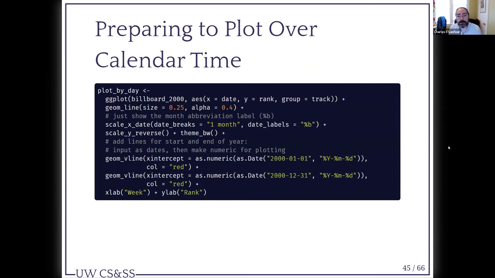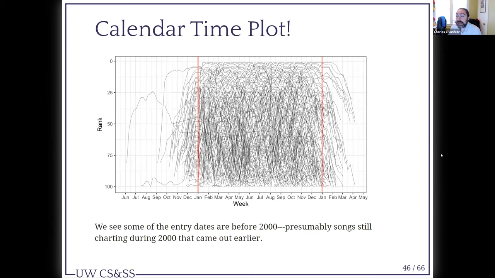Okay, so I do a quick plot over calendar time. This is the same basic plot as before. I'm not going to dwell on it. Basically, you get a big rat's nest if you plot over calendar time. The reason you get a plot that looks like this is the Billboard Hot 100 of a given week. No song can occupy multiple slots, and every slot must be occupied, so there must be an observation at every point.